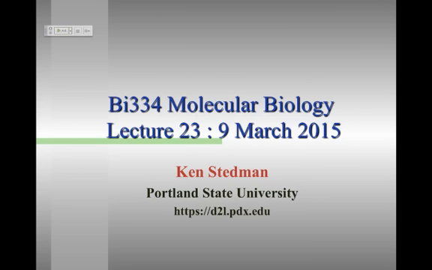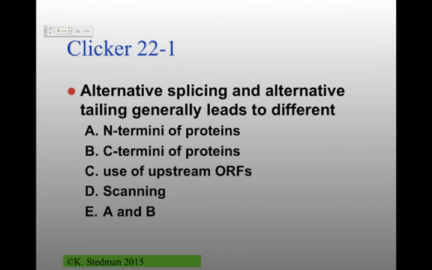Like our clicker questions for today. So go ahead and get started. Alternative splicing and alternative tailing generally leads to different N-termini of proteins, C-termini of proteins, use of upstream ORFs, scanning, A and B.